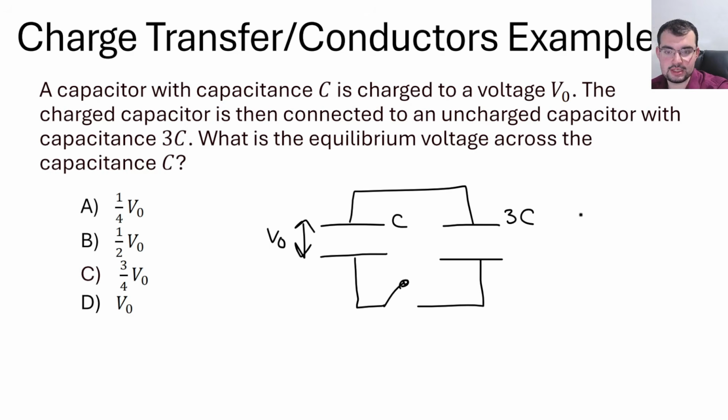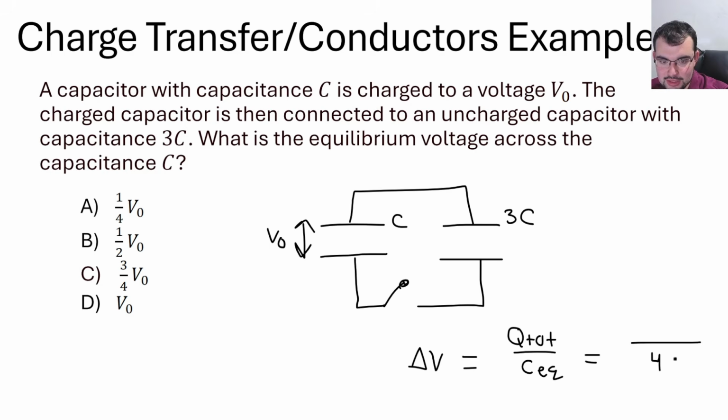So since these are in parallel, we can actually do this really quick. Because if they're in parallel, we know that if we tried to color code our potential when they're in equilibrium, the potentials have to match. So we could actually say delta V across each capacitor is the same, and it's equal to the total charge on the system divided by the total capacitance of the system. So the total capacitance of the system, that one's easier to find. That's just 4C. Now what's Q total?